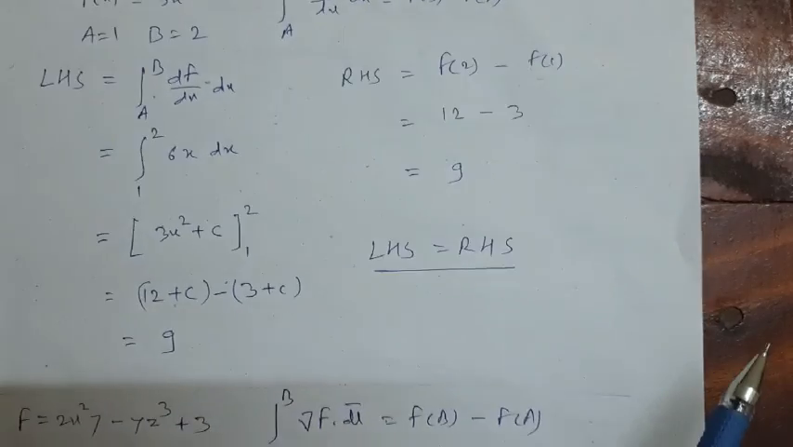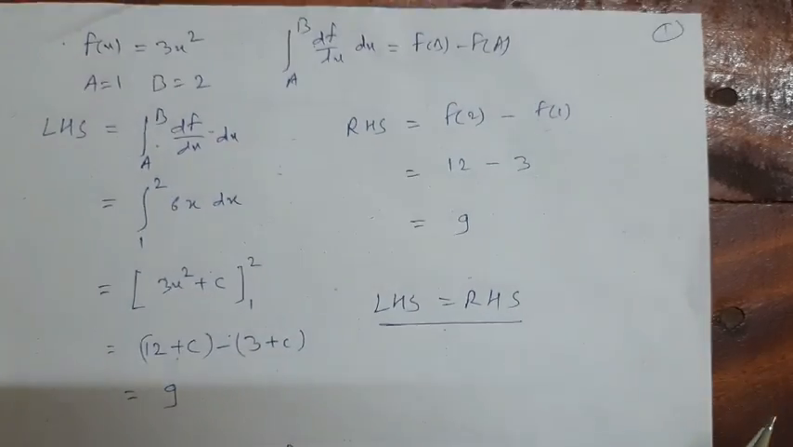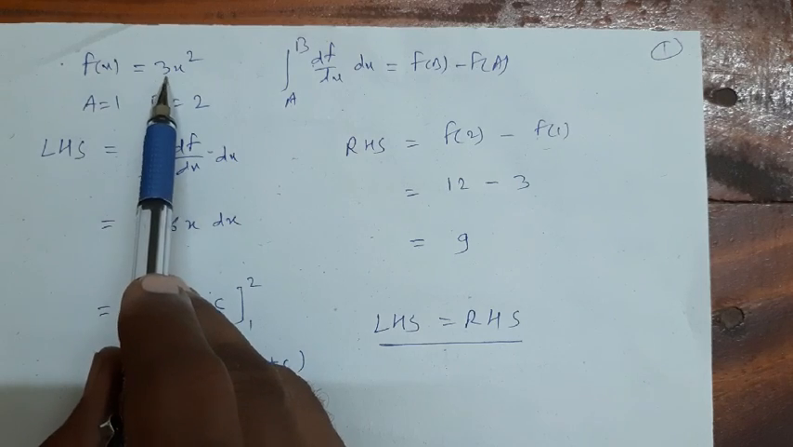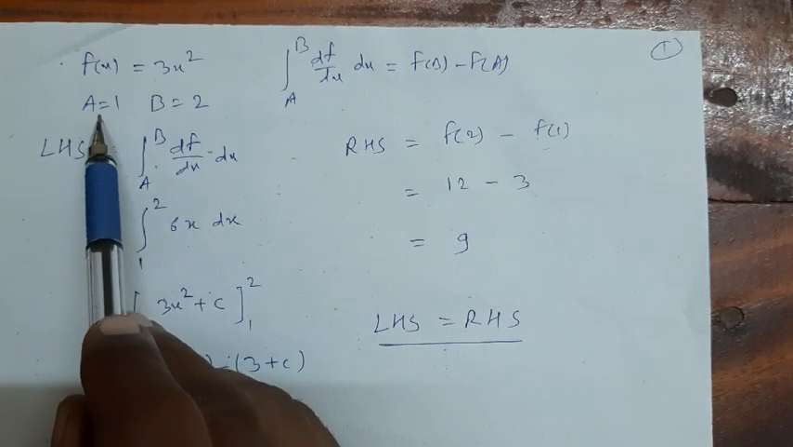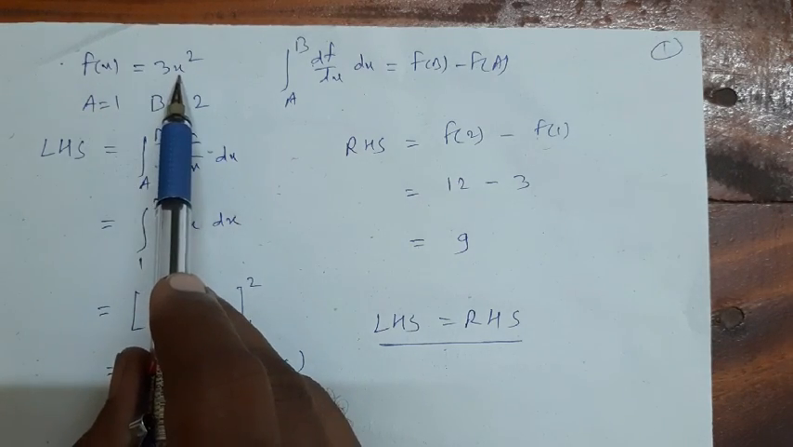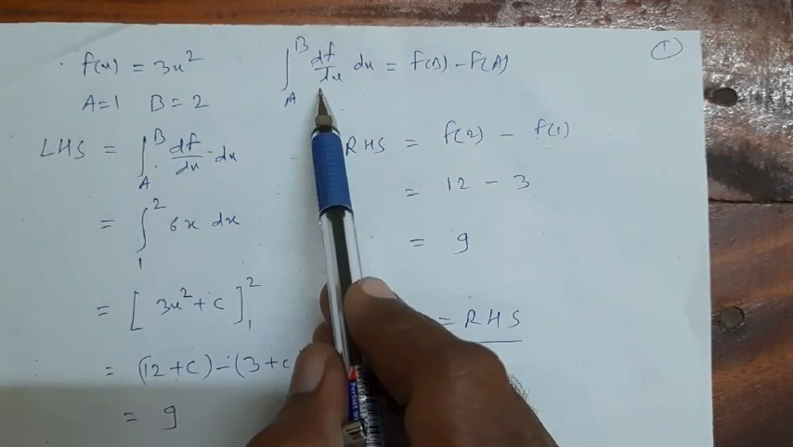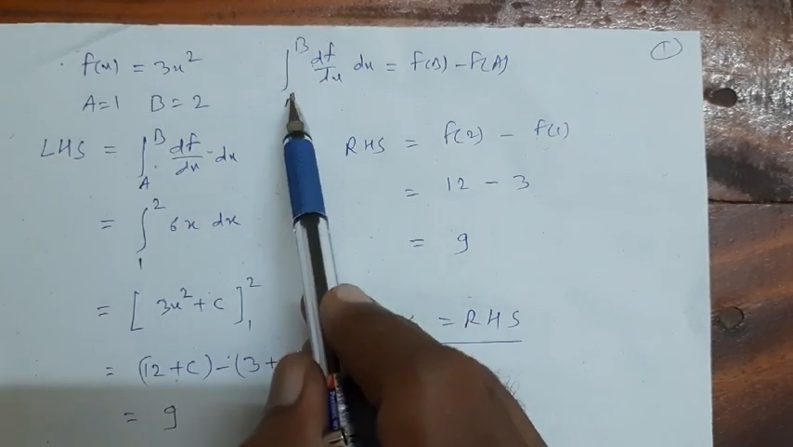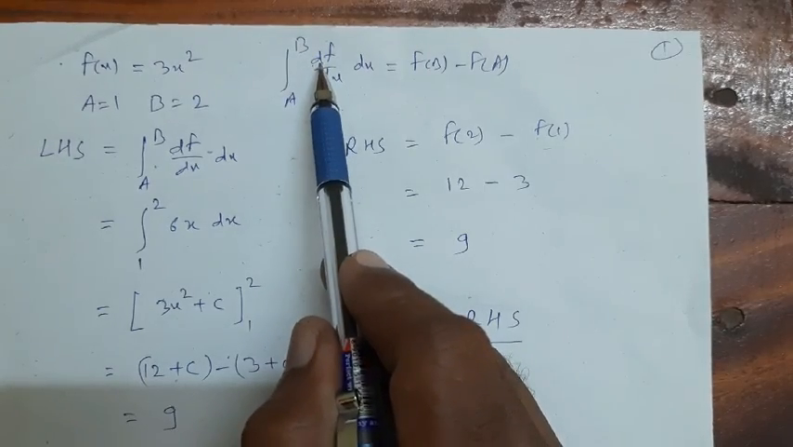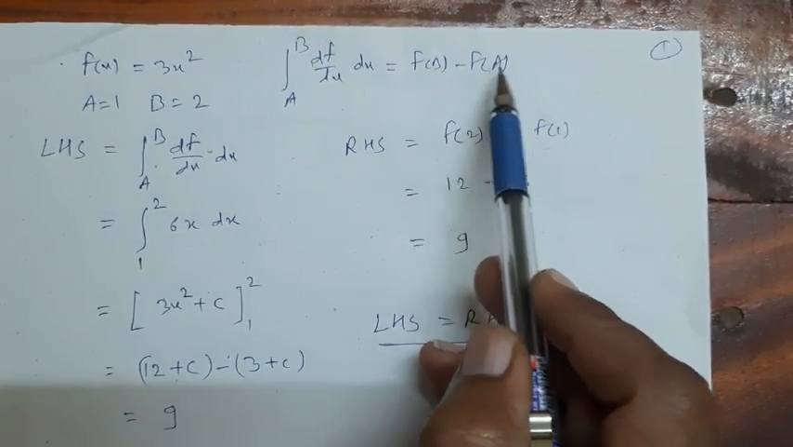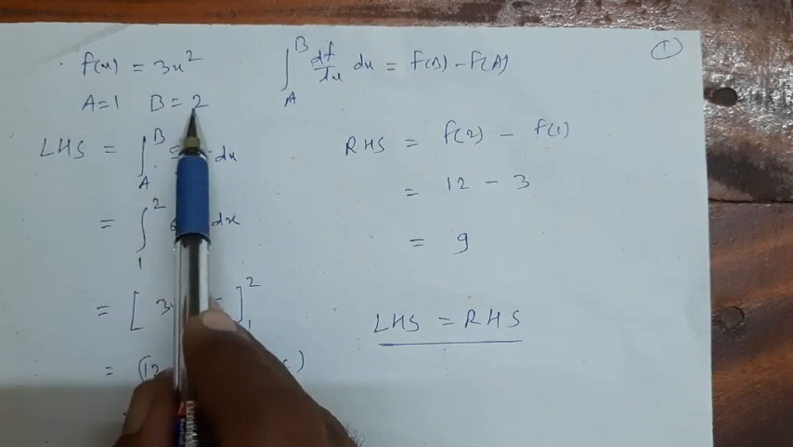See, this is our first solution. Our function was f of x is equal to 3x square. It is only the function of x, and in the fundamental theorem for calculus we will have to prove that the integration from a to b of the derivative of f with respect to x dx is equal to f of b minus f of a, where a is 1 and b is 2.